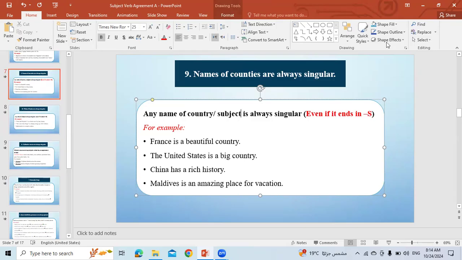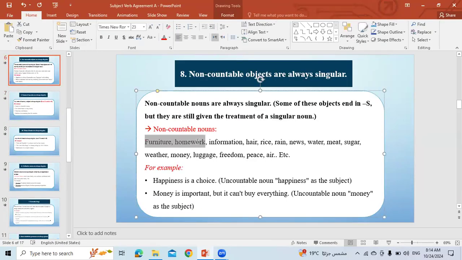Teacher, a question. Yes, I saw your hand raised. Teacher, why is homework an uncountable noun? We can count it. No, homework is uncountable. We cannot say homeworks. It's only homework. Oh, okay. So we can say we have many of homework? Many is for plural, Habibi. A lot of homework.